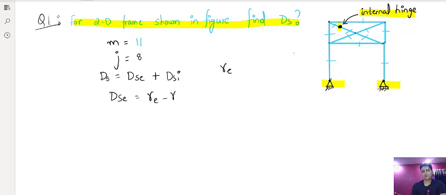So here what is the value of external reactions? This is the hinge support, so the number of reactions will be 2, and here it is a roller support, so this one will be 1. So external reactions are 3 and equilibrium equations are 3. So Re minus R is 3 minus 3, that comes out to be 0. So externally this structure has the value of DS as 0.